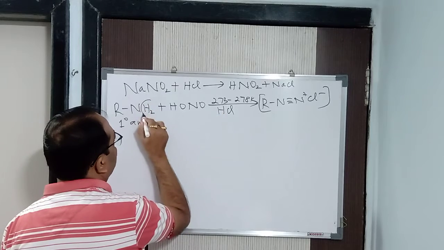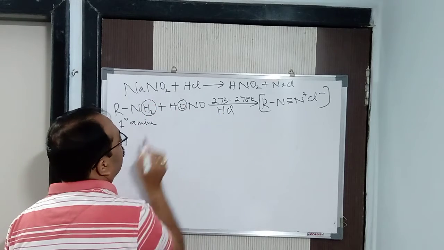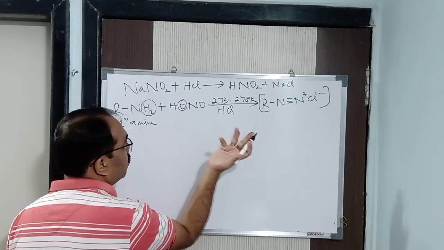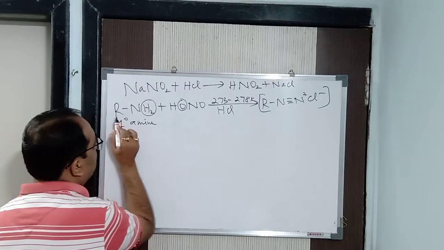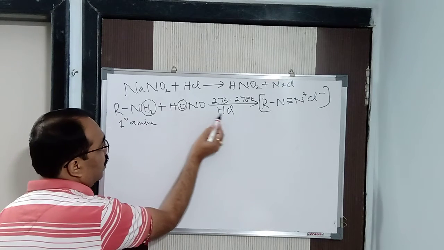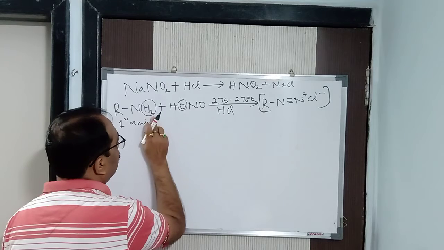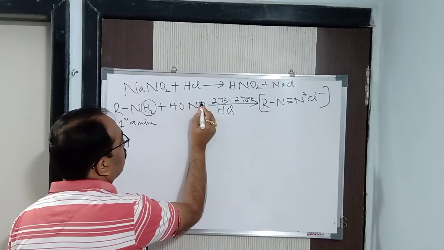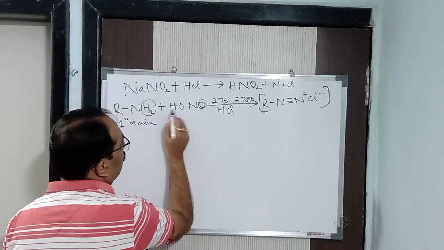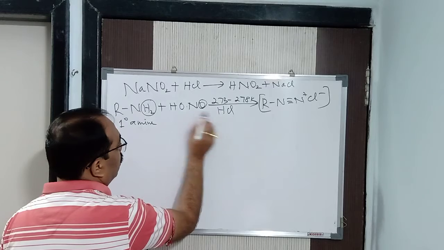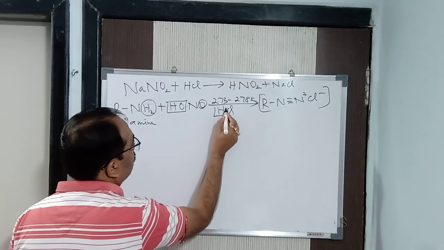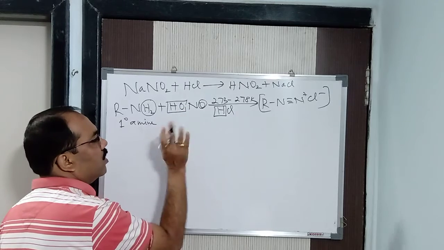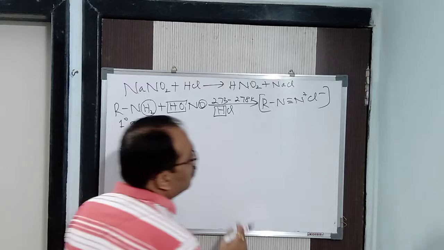So what you get is that here H2 and this oxygen form H2O. Now this hydrogen and this oxygen again form water. This HO reacts with this H to form another water. 2 molecules of water are released, and hence you get a diazonium compound.